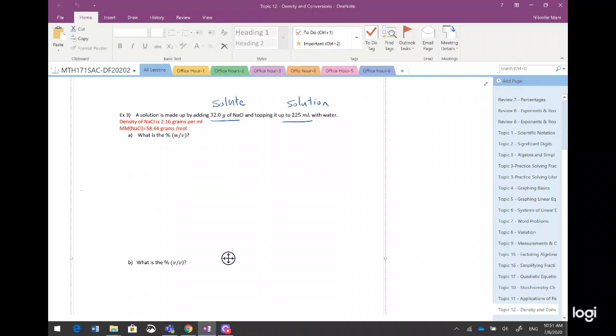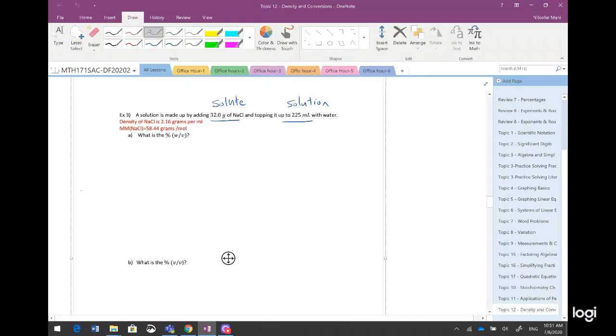Okay, so I can do, so part or the solute must be in weight, which I have, and also the total solution must be in volume, which I have. So it is 32.0 gram over 225 milliliter.